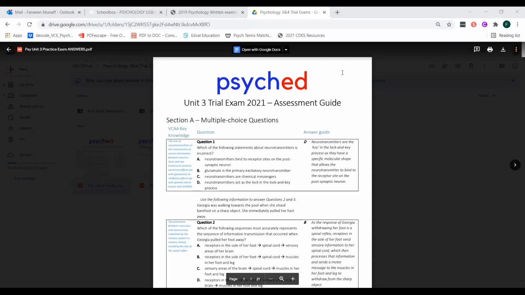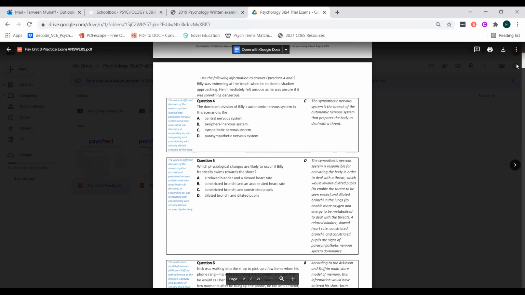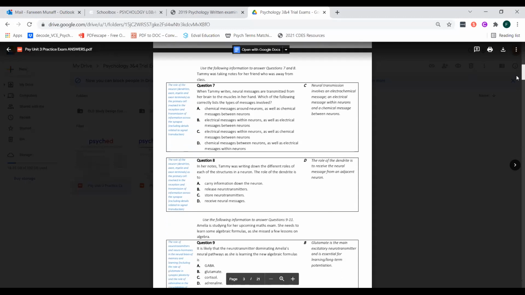So this is the Unit 3. So was it question? Okay, let me go back and check which question it was. Question 7. Yep. Okay, let's go down. So Tammy was taking notes for her friend who was away from class. When Tammy writes, neural messages are transmitted from her brain to the muscles in her hand. Which of the following correctly lists the type of messages involved? So electrical messages within neurons as well as chemical messages between neurons. Yep, so the answer is C.